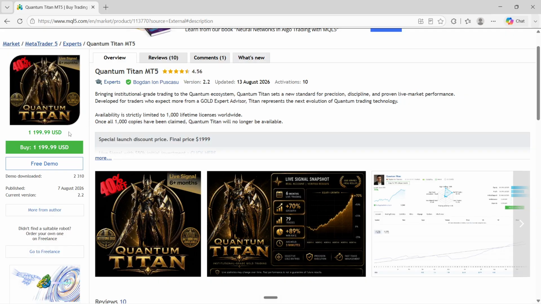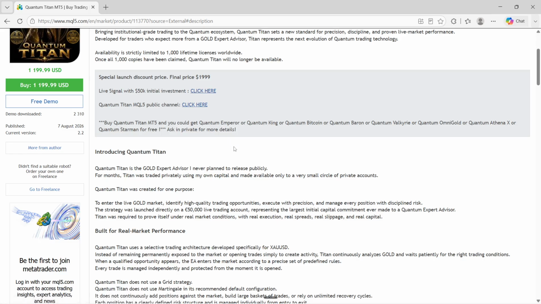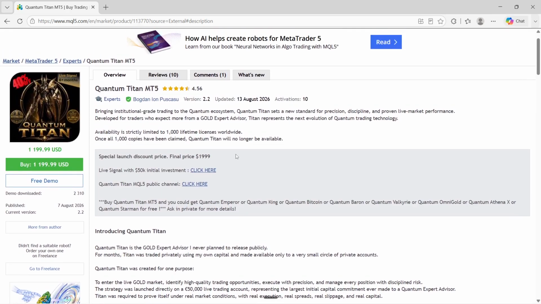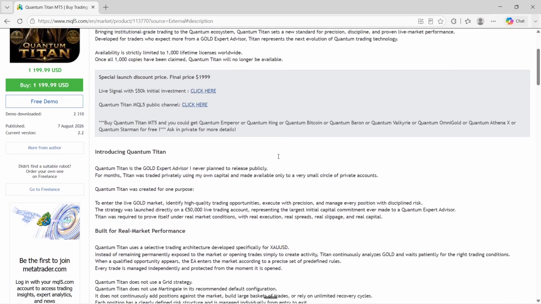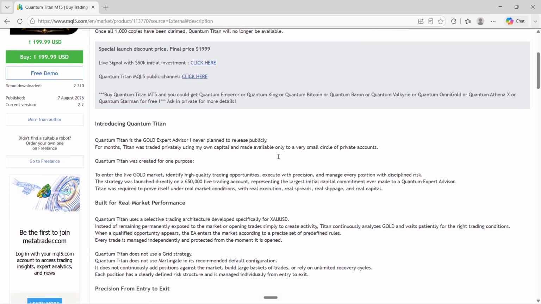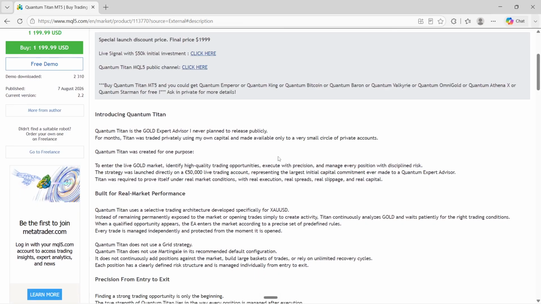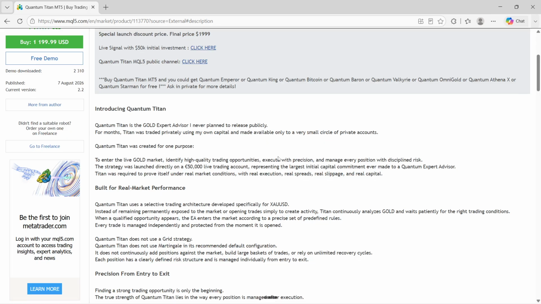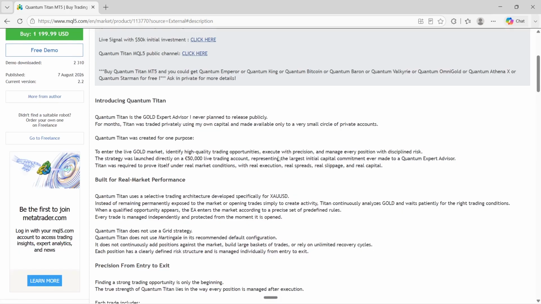Alright, so as you can see, it goes for $1,199.99. And if we expand this, you see that from the MQL5 page, Quantum Titan is presented as a precision-focused expert advisor developed exclusively for XAUUSD. It uses a selective trading architecture that continuously analyzes gold and waits for qualified conditions rather than remaining permanently in the markets. Every trade is managed independently and protected from the moment it is opened with a predefined stop loss.